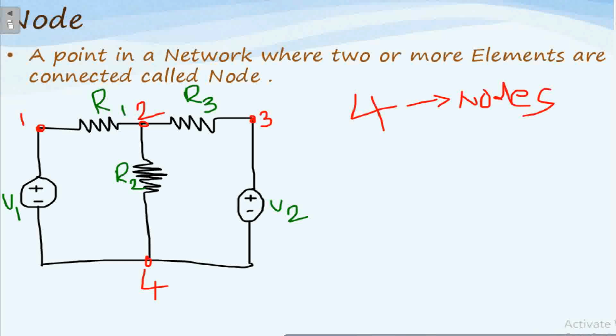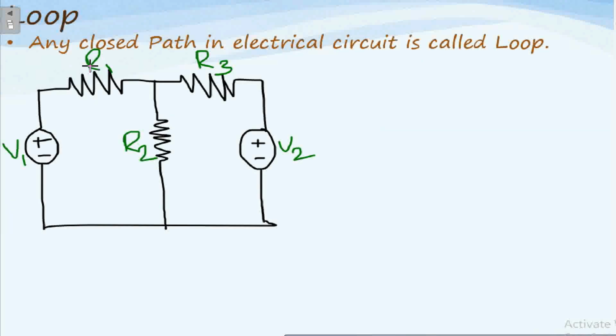Now let us see about loop. Again we have taken one circuit. According to the definition, any closed path in an electrical circuit is called a loop. So to identify a loop, let us make indication of nodes. This is second node, this is your third node, and this is your fourth node. This is your first loop.